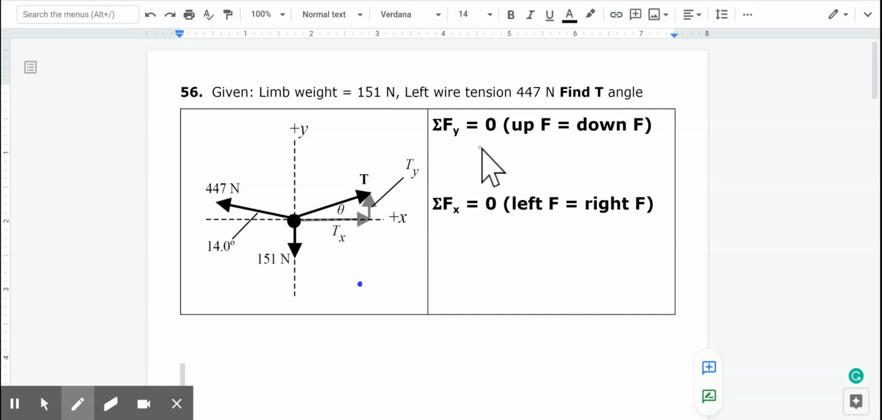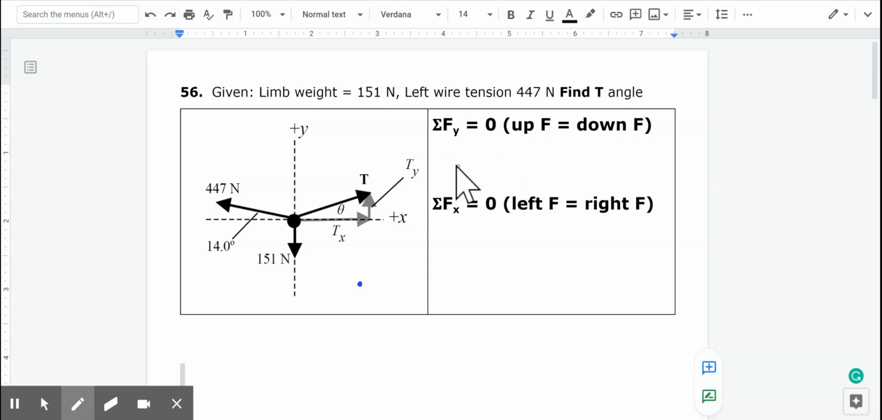We find the sum of the forces in the y direction, the two vertical components. The ups equal the down, the two vertical components equal the down force, and the left component equals the right component. But here's the thing: you'll have to remember this from when we did this in class.